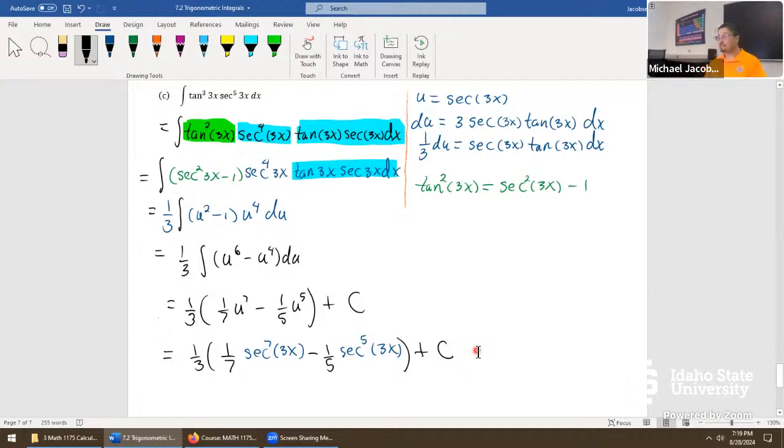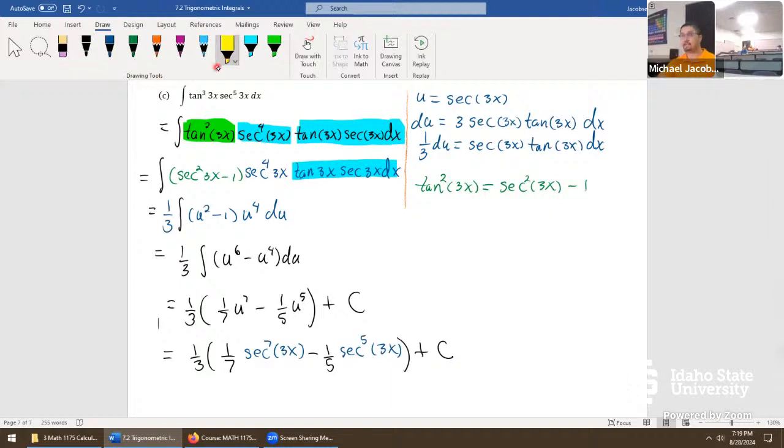So I did it a little differently. I solved for dx, where you remove the 1/3, actually solve for dx, dividing out the secant and the tangent. I can get it to 1 over secant 3x, tan 3x, times 3. Then I multiply that through. It's the same answer, but it was already distributed, so with secant 7 of 3x over 21 minus secant 5 of 3x over 15. Yeah, you got the same answer there.